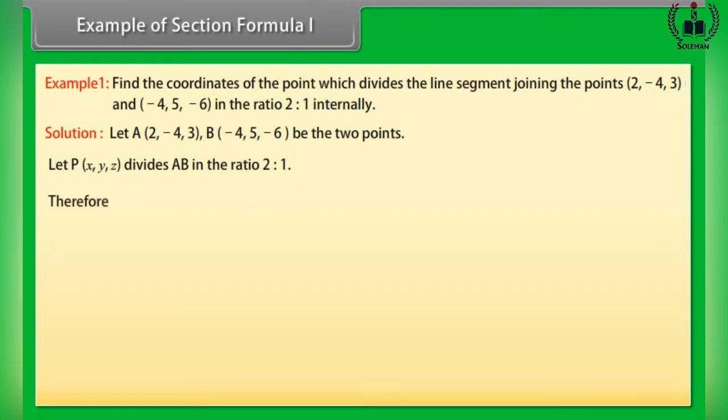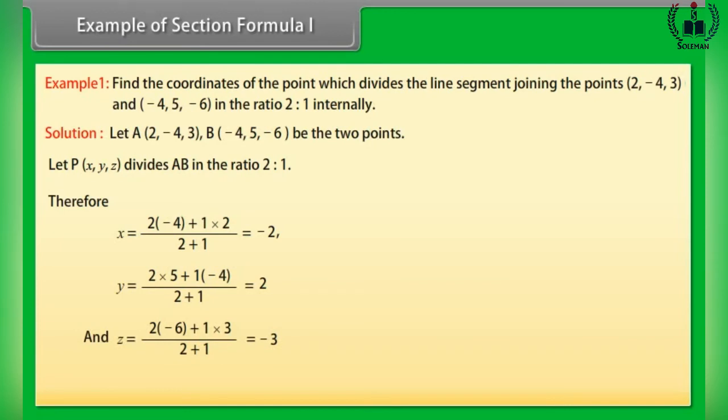Therefore, x = (2 into -4 + 1 into 2)/(2 + 1) = -2. y = (2 into 5 + 1 into -4)/(2 + 1) = 2. And z = (2 into -6 + 1 into 3)/(2 + 1) = -3. Thus, the coordinates of P are (-2, 2, -3).